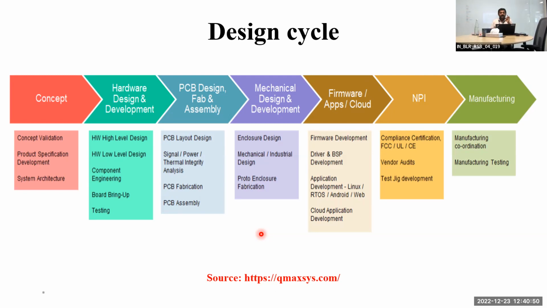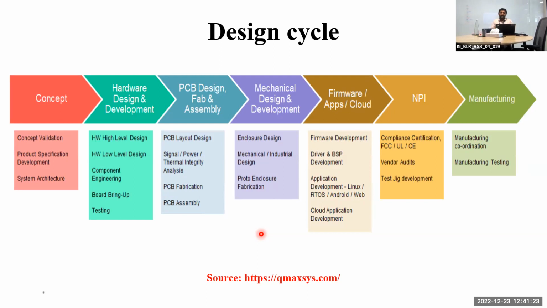Next is hardware design and development, which starts with the high level design. A mobile, for example, will have a camera, a display, antennas, power buttons and a battery. Then they go for the low level design, module by module: what sort of battery, a battery management system, what sort of power system and what sort of antenna I have to use.